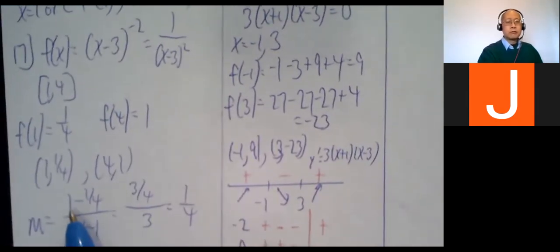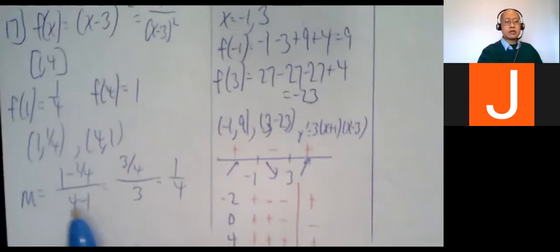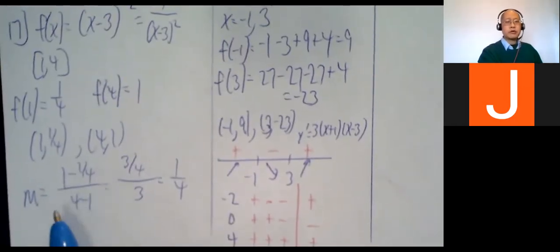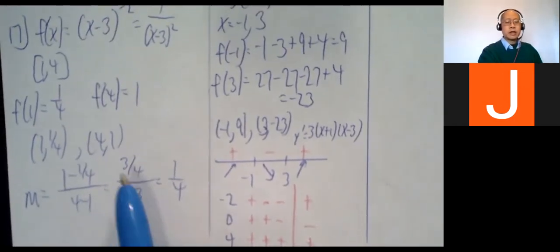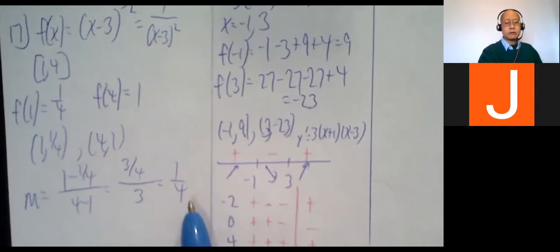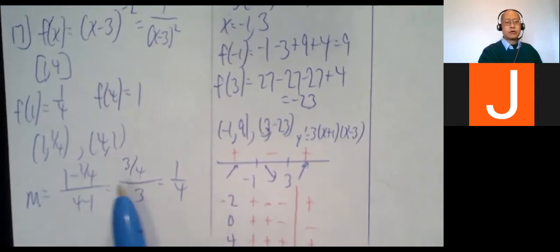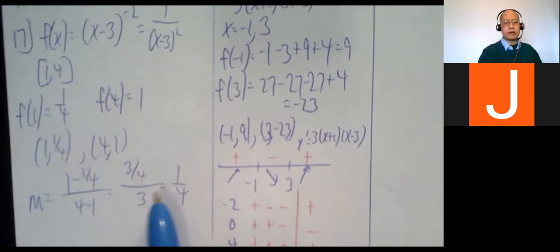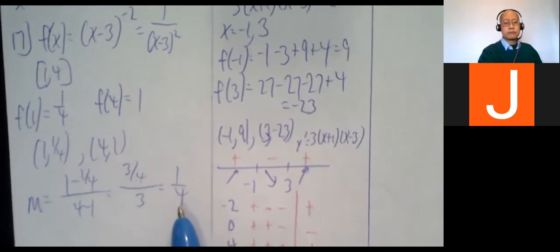So find the slope: y2 minus y1 divided by x2 minus x1. 1 minus 1/4 divided by 4 minus 1. That's 3/4 divided by 3. Okay, 3/4 divided by 3 means 3/4 times 1/3, and you get 1/4.